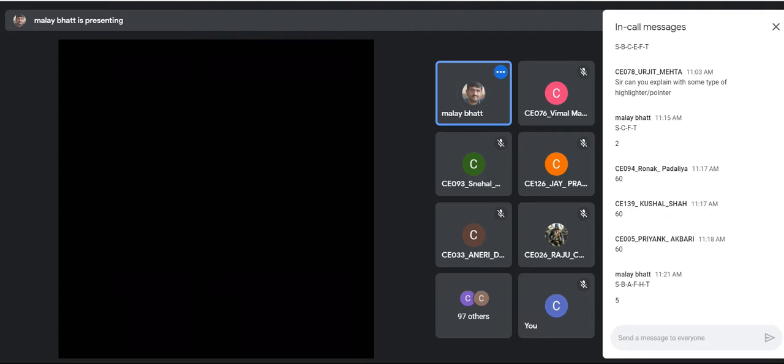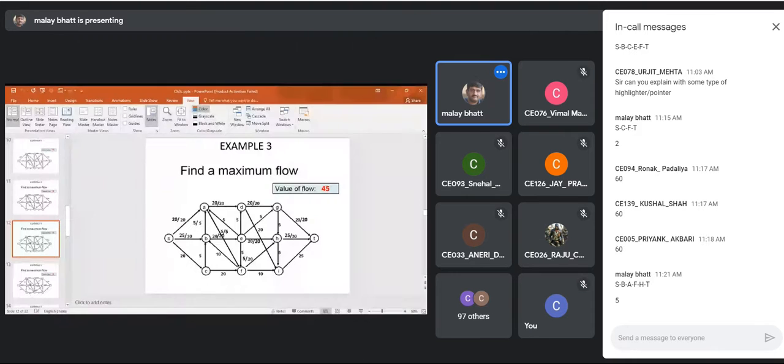Yes? Screen is not visible. So S to B, B to A to F, F to H, and H to T. So this will give you a new flow value as 5. So total flow value so far will be 45. Clear?